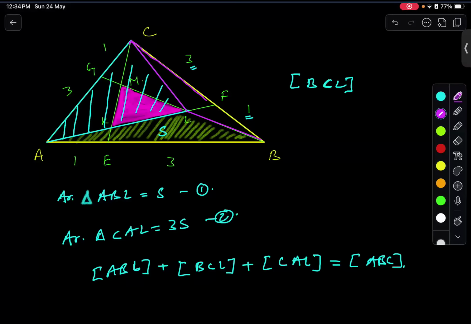Sir, it will be S. Anyone? Just you have to see what is the area of BCL in terms of S. That is the key. That is the key.